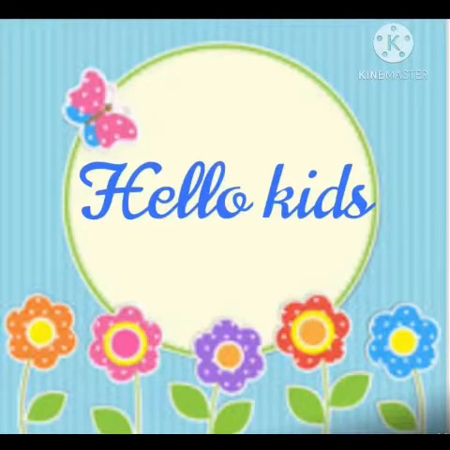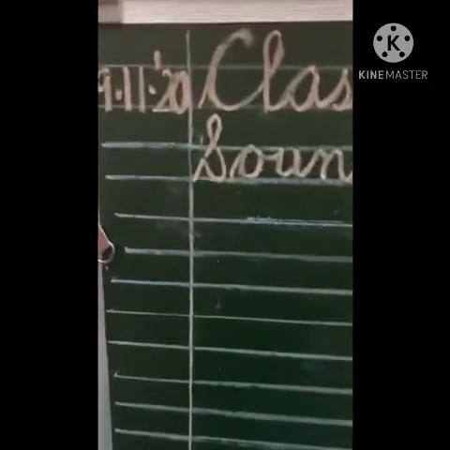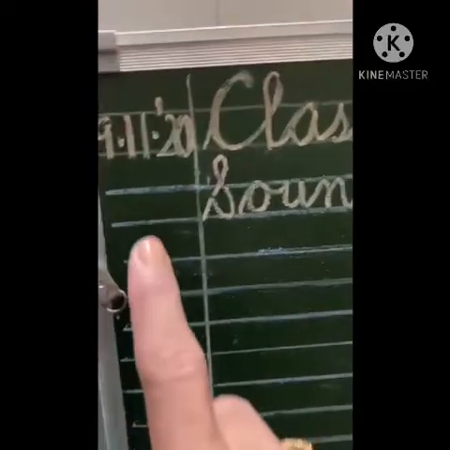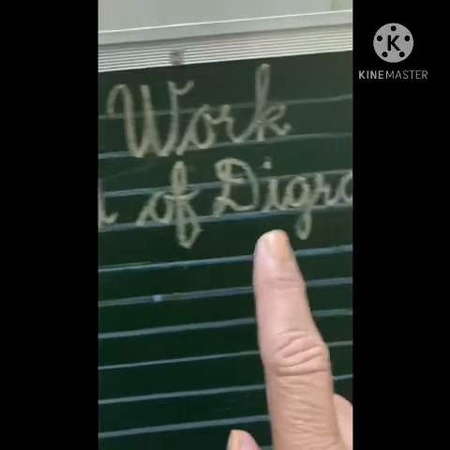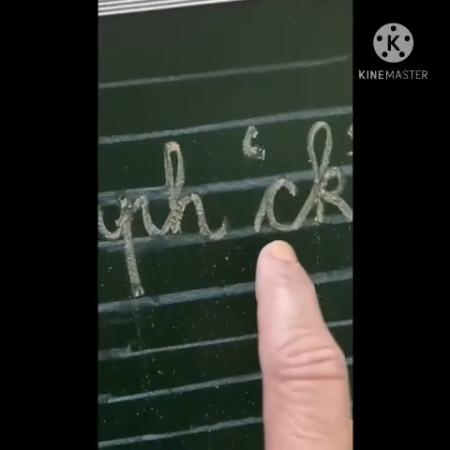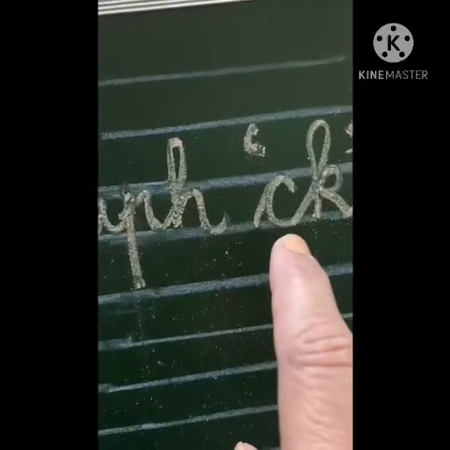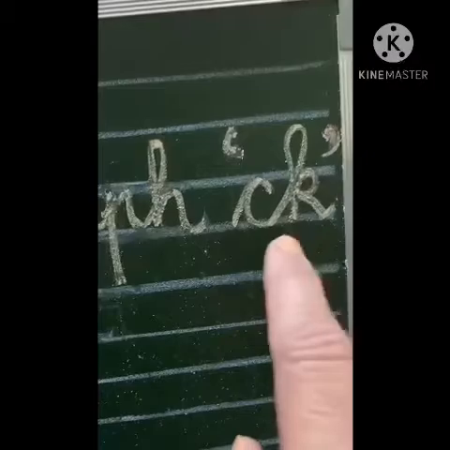Hello kids, in today's English learning we are going to take up the next topic, digraph CK. The sound is K. To start with your work, you are to write the date and classwork as usual, as you have been doing every day. Sound of digraph CK. C should be kept smaller because it will be placed at the end of the word. So CK, K sound. Let's start with the words.